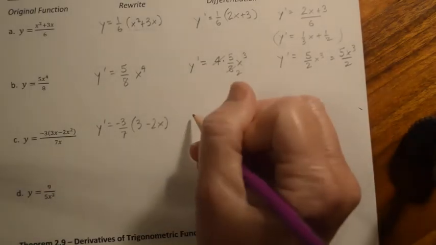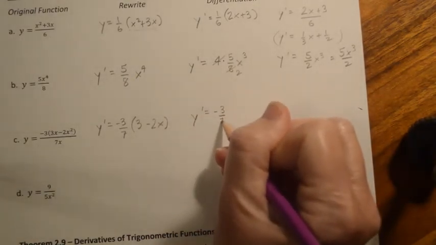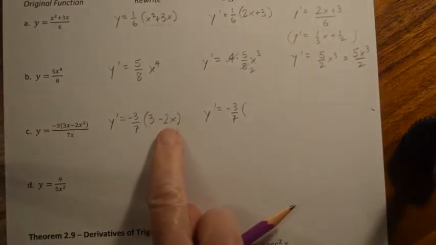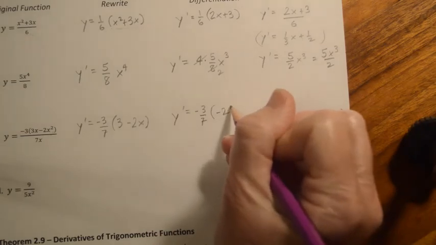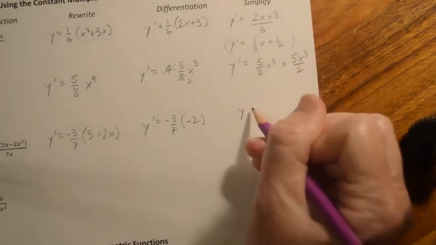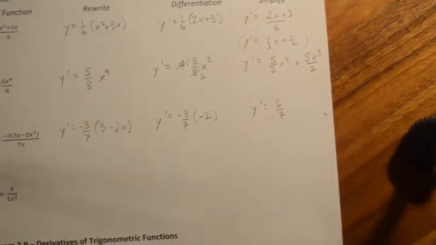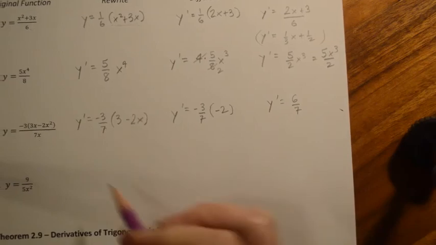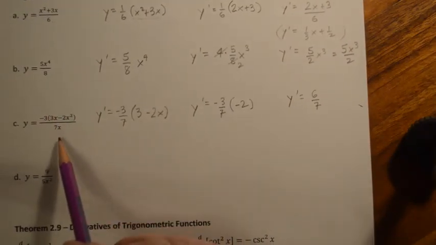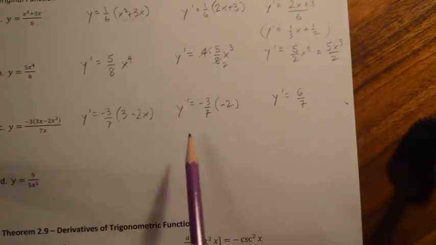All right, so when we go to take the derivative, again, our scalar is going to stay negative 3/7. And then we take the derivative of what's inside here. That's just a negative 2. And our rewrite, or our simplify, is going to be y prime equals positive 6/7. If you can pause first and just look for things like that, that is going to save you so much work. This is far easier than if we had used the quotient rule to do that.